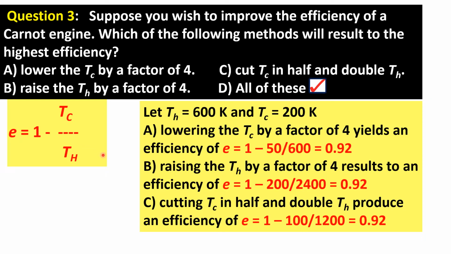Now, the best practical way, just like what was illustrated in the methods given in choices A, B, and C, to increase or maximize the efficiency of any heat engine is to come up with a difference between TC and TH as great as possible. Meaning lower the cold temperature as much as possible, and then increase the TH as much as possible.